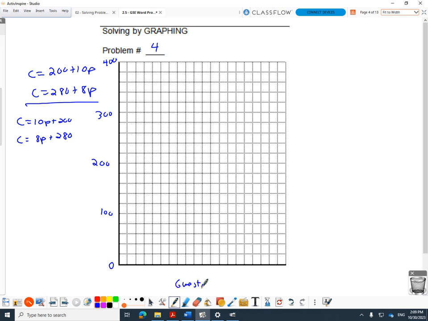Here come the number of guests. 1, 2, 3, 4, 5, 6, 7, 8, 9, 10, 11, 12, 13, 14.